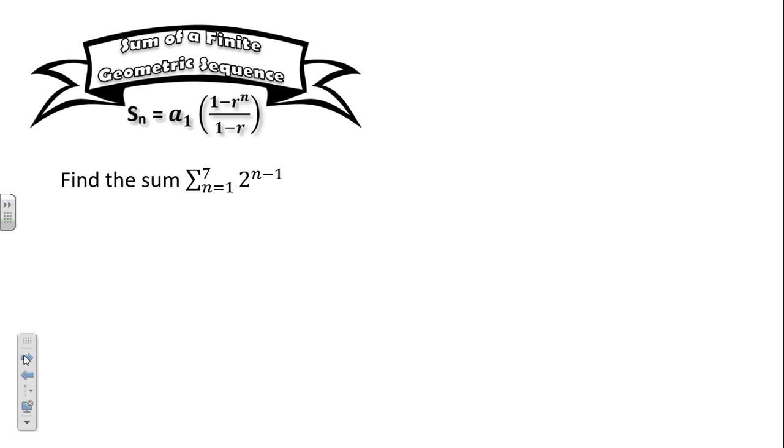We want to find a finite sum. How do I know this is a finite sum? Yeah, it's got a 7. It's got an ending point, right? This isn't infinity, okay? So we are to find the sum of this geometric sequence. How do I know it's geometric?